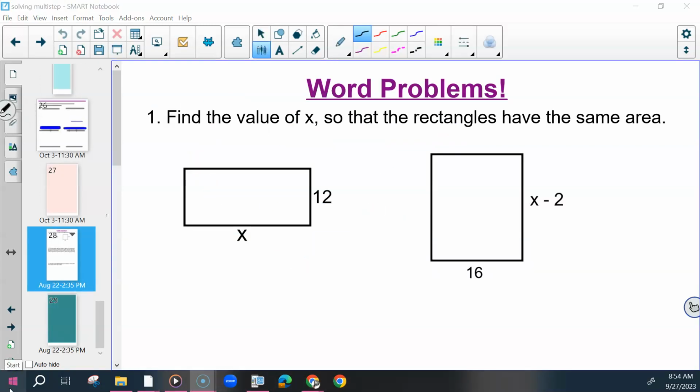Okay, so we're going to talk about some more word problems that deal with variables on both sides. For this, number 1, we have to find the value of x so that the rectangles have the same area. So we need a little bit of background information. How do we find the area of a rectangle?